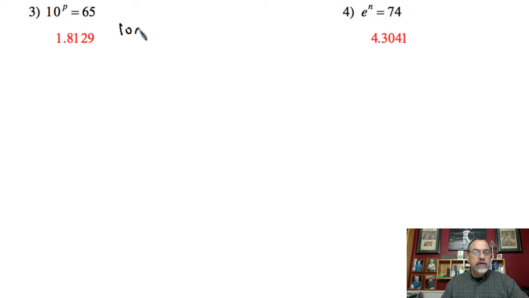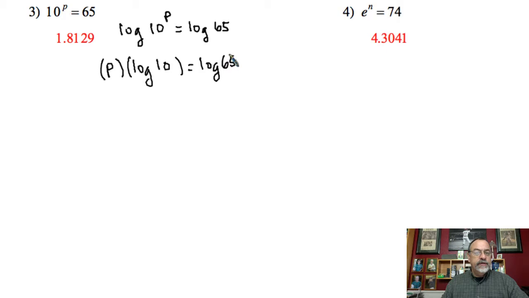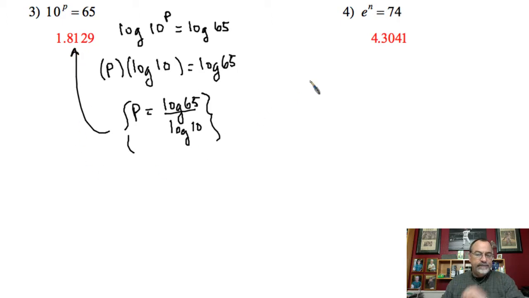Okay, so for number 3, again, our term with the variable is already isolated, so I'm simply going to undo that exponential by taking the log of both sides. We then apply the power property, so that's p. I'm going to do this just so you kind of see. Log of 10 equals log of 65, and then that's multiplication. So p is going to be equal to the log of 65 divided by the log of 10. So this is my exact answer, and this should be the decimal equivalent.